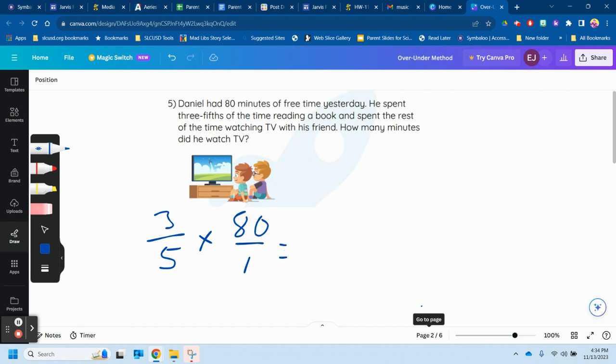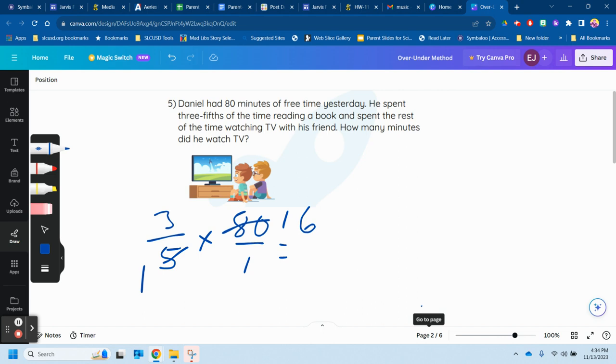So let's see here. Can I simplify? 5 and 80, yeah. So 5 times 10 is 50. Now we need 30 more. So 5 times 6 is 30. So I'm going to get 16 here. So 5 goes into 5 once, and 5 goes into 80 16 times.